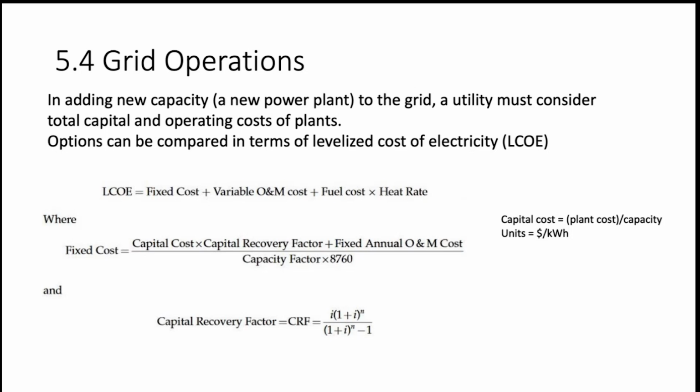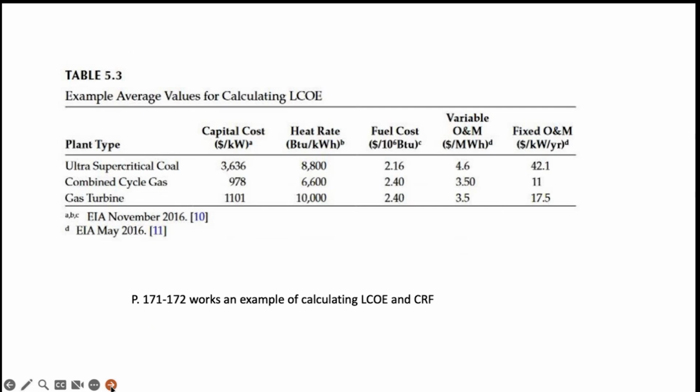So you can't just add a new power plant. You've got to consider the total capital and operating costs of plants. And these can be the options, whether to use coal or solar or natural gas or all these other things. These options can be compared in terms of the levelized cost of electricity. We've seen LCOE for energy. Okay. So here is an example of average values for calculating LCOEs in the book.